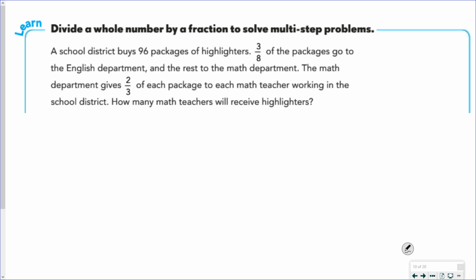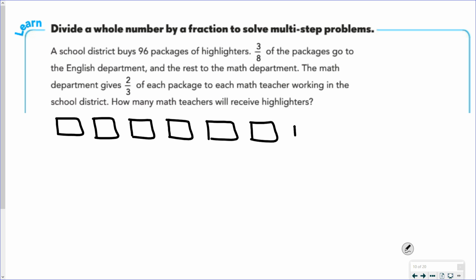So one problem-solving method that we could use to help us here is to draw a picture. And the picture we draw is going to be based off of our first fraction that's listed, 3/8. So since it says 3/8 of the packages, I'm going to draw 8 boxes, and the 8 is based on the denominator of that fraction. And since 3/8 of the packages go to the English department, I'll label 3 of them with an E, that stands for English, and the rest go to the math department. So these remaining boxes are going to the math department.